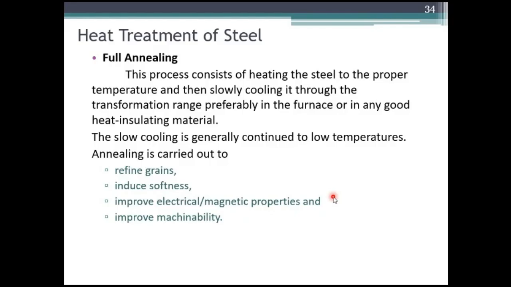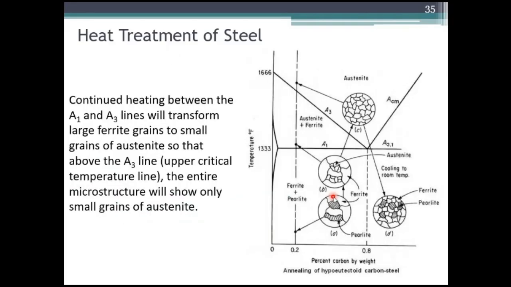After this, what happens is continuous heating. For example, this is the critical temperature line, and we call this the A1 line. At this point, if you heat it, we are heating it up to this 133 degrees Fahrenheit.